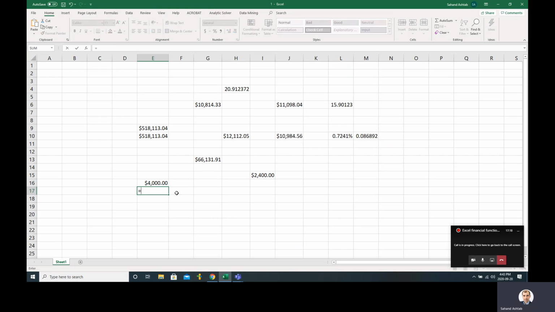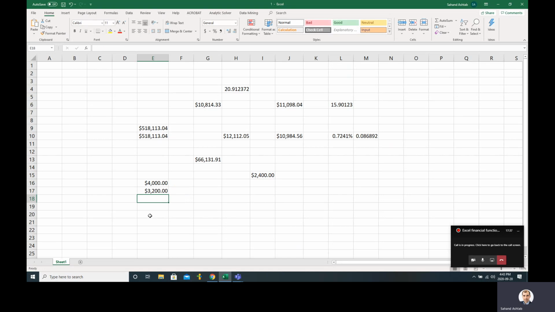Now you can do this again. You can put equal SYD. The cost is 15,000. Salvage is 3,000. Life is 5. Now you want year 2. You want to know the depreciation value in year 2. Close parentheses, press enter, you get 3,200.